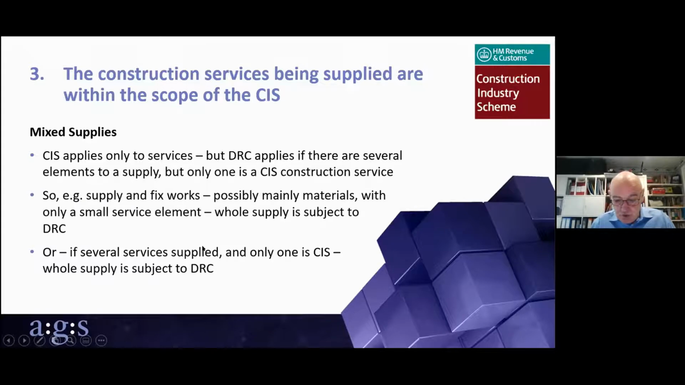This can produce some surprising results, because if there is a service element in the supply, then the whole supply becomes subject to the reverse charge, even if most of the value is a supply of materials. Or where there are several services supplied and only one of them is a CIS service, if they're supplied together, the whole lot becomes subject to the reverse charge.